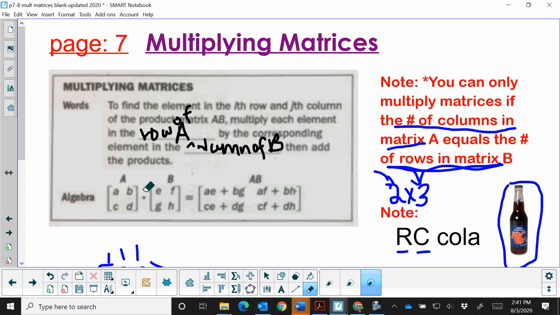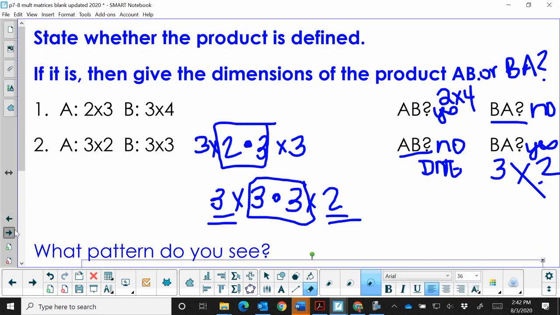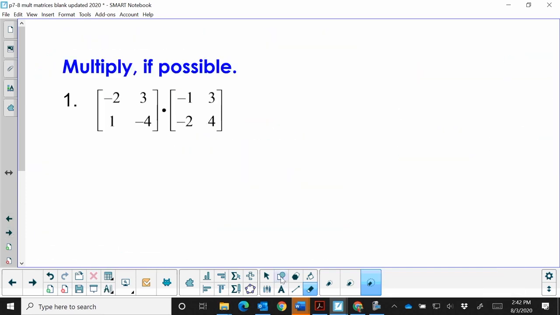Then we take the first row times the second column, so I'm going to take A times F, and I'm going to multiply those together, and I'm going to add to it B and H, and that gives me this top row second column. We repeat it again. On the bottom, we take the bottom row first column, C times E, and then we're going to add to it D and G, and then finally we go to the last one, C times F and D times H, and add those together. Now, it seems very confusing at first, but once you get a couple down, you'll see.